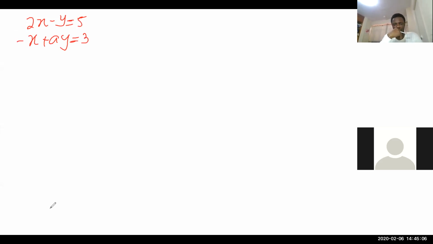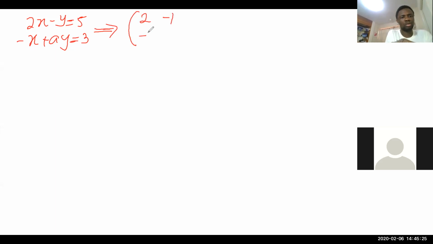Okay, so the first question says, write it as an augmented matrix. So what would that be? Yeah, let me hear you. As an augmented matrix, this will be, we have a 2 by 2 first, 2, minus 1, minus 1, a. And here will be 5, 3. Yes. The next thing is multiply the second row by negative 2.